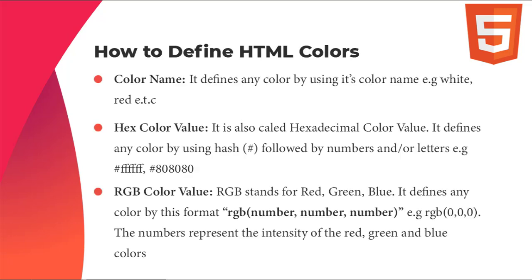Now, we can define HTML colors in three different ways. One, we can define HTML color using the color name, right? We can also define HTML color using color value. And also, we can define HTML color using what? RGB color value. Now, let's try that so we can see.